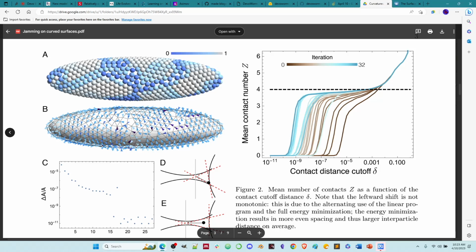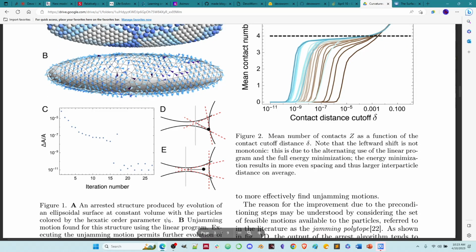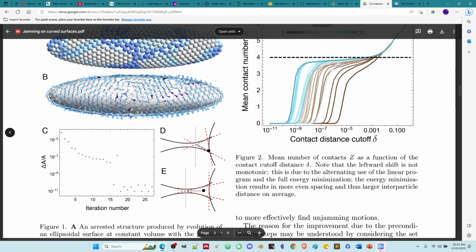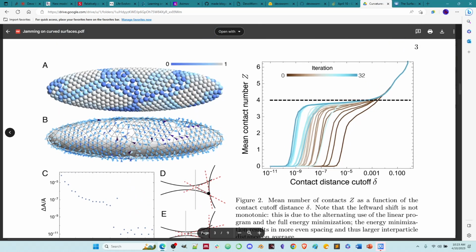This is A, which is the arrested structure produced by the evolution of an ellipsoid surface at constant volume, with the particles colored by the hexatic order parameter. So this is where we have this order parameter from 0 to 1.